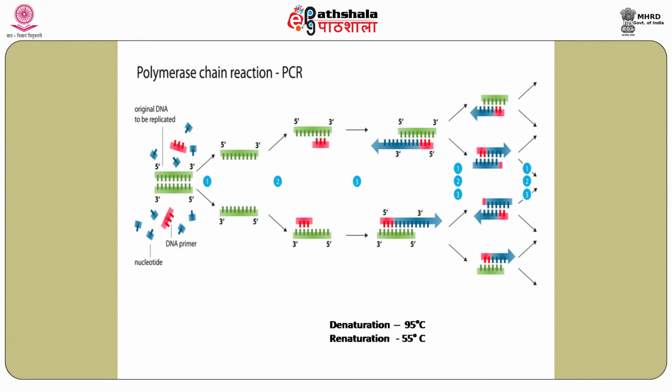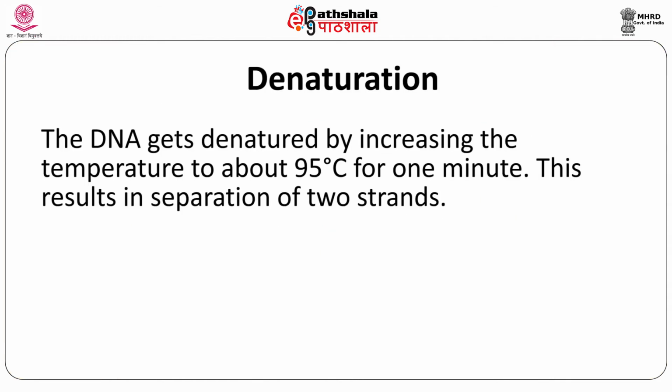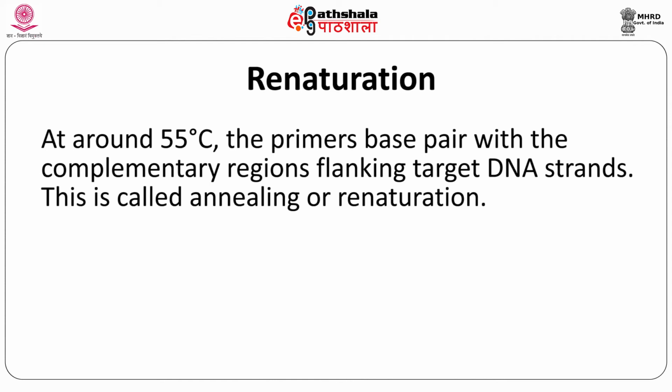Coming to denaturation, how does it happen? The DNA gets denatured by increasing the temperature to about 95 degrees Celsius for around 1 minute. This results in separation of 2 strands. During renaturation, at around a lower temperature, 55 degrees Celsius, the primers base pair with the complementary regions flanking targeted DNA strands. This is called annealing or renaturation.